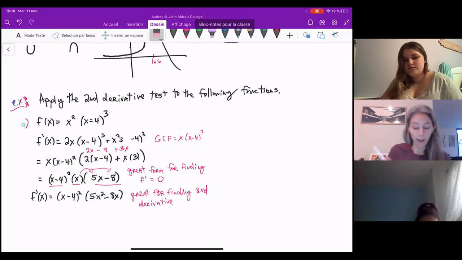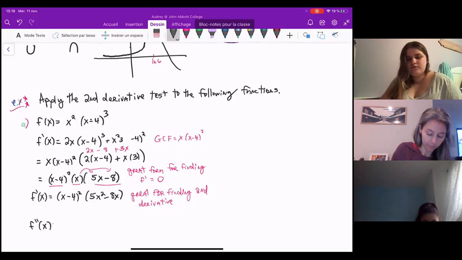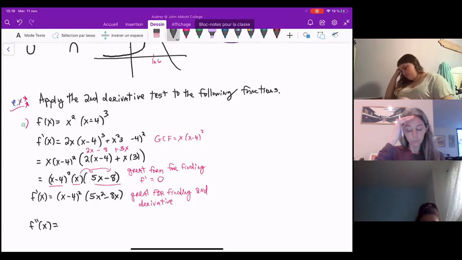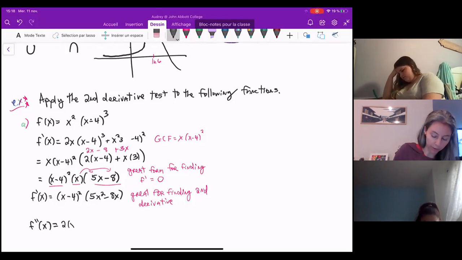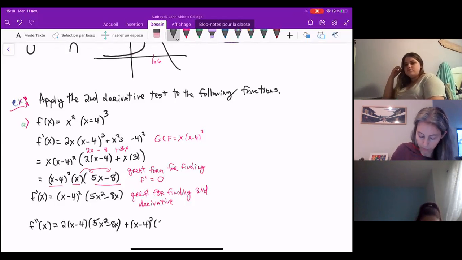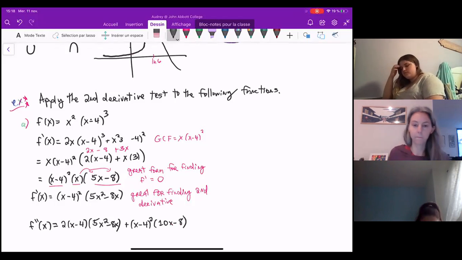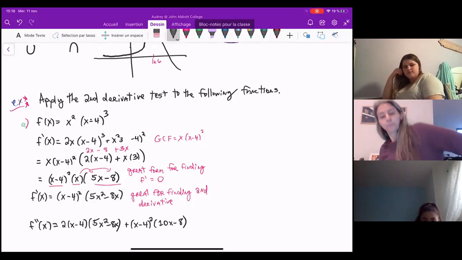Good. Okay, so now what rule do I need for my second derivative? Again, a product rule. So I'm going to have the derivative of the first times the second plus the first times the derivative of the second. And there's my second derivative.